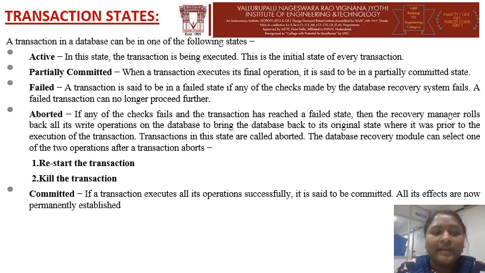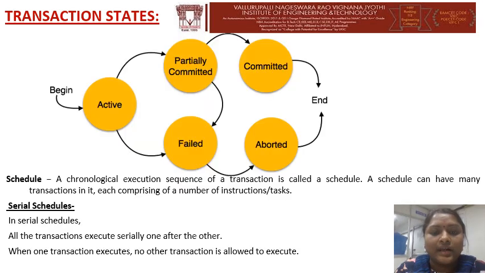Partially committed, failed, aborted, and committed. If you see this figure, you can have a clear understanding of how the connection between active, partially committed, failed, aborted is present. So active, what does active mean? This is the first state whenever a transaction happens, or when we try to perform a transaction. So the first state is active.